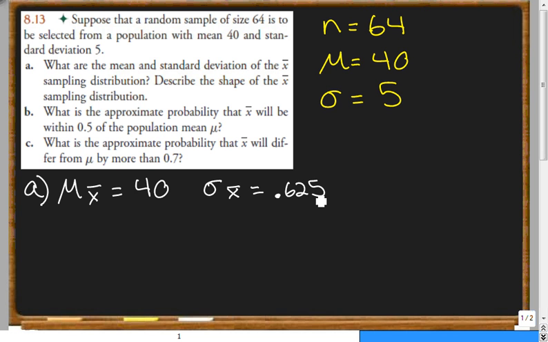And our shape, because it doesn't say that the regular population was normal, we don't know that. But because our sample size is greater than 30, we're going to say that the shape of this is going to be normal.